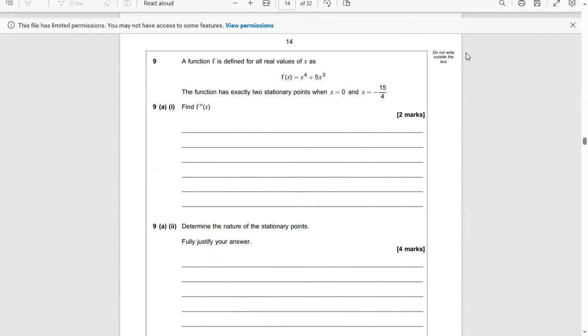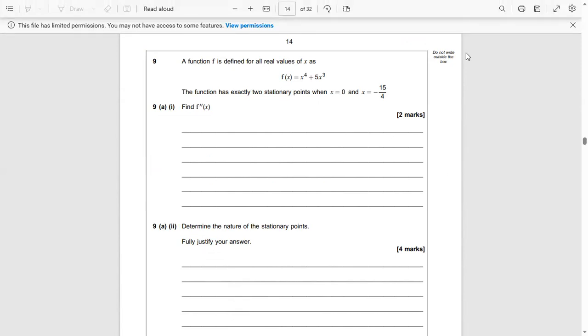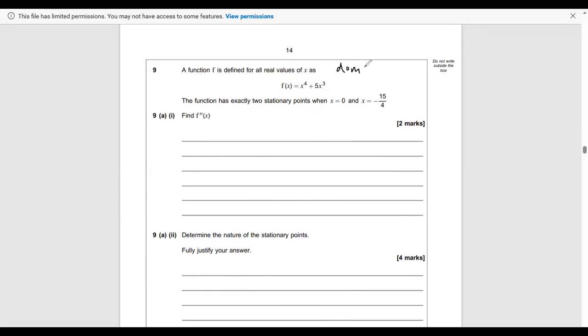We've got a function f, which is defined for all real values of x. I'll just make a note so we're aware that the domain of this function is x in the real numbers. So every real value of x is our domain for this one. That's our function there, and we're told that it's got two stationary points: one at x equals 0, and one at x equals minus 15 over 4.